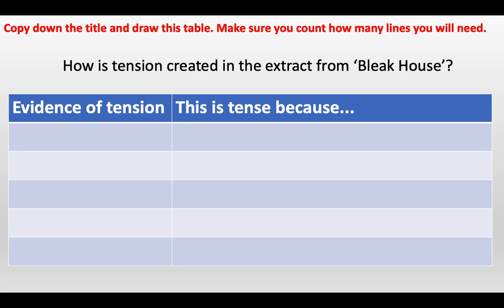Okay, next then, we need to copy down this title, How is Tension Created in the Extract from Bleak House? And then we need to draw this table. Now, I would suggest you probably need 2, maybe 3 lines if you've got large handwriting for each section. As you can see, the column on the left can be a lot smaller than the one on the right. The one on the right is going to have lots of writing in it. So pause the video here and let's get this table really neatly copied into our books.